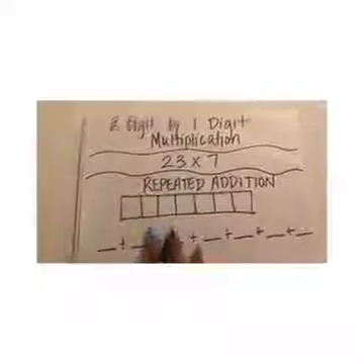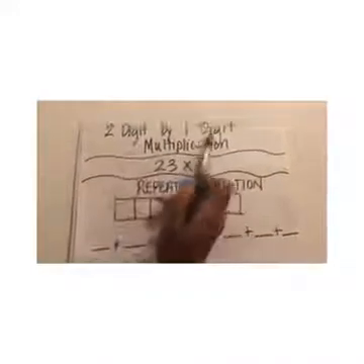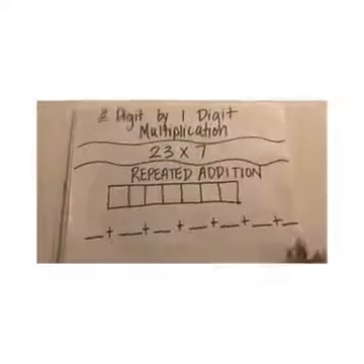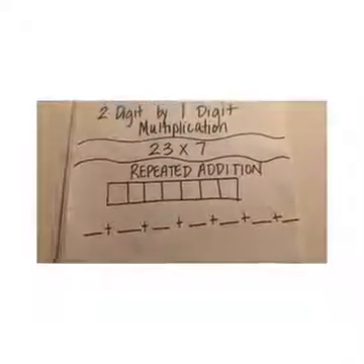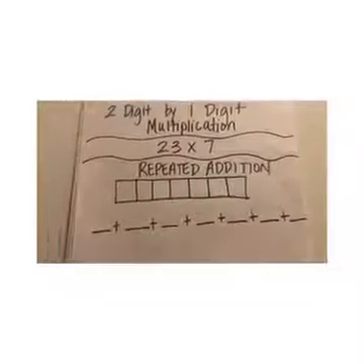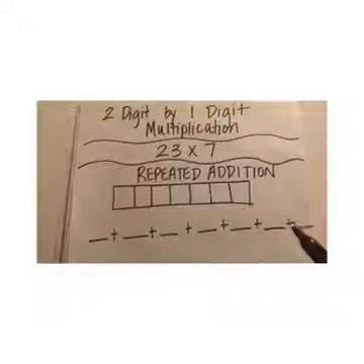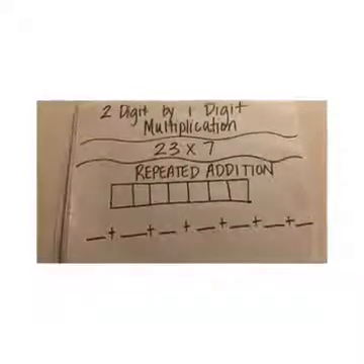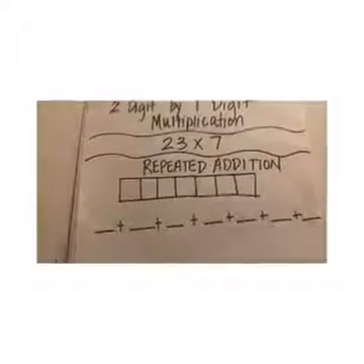Okay, so we are going to go into doing two digit by one digit multiplication. I went ahead and picked out my problem, 23 times 7. The first skill that we're going to do is repeated addition, which I showed you in the previous clips. Your child already knows how to do repeated addition, but they may not know how to do it with bigger numbers.